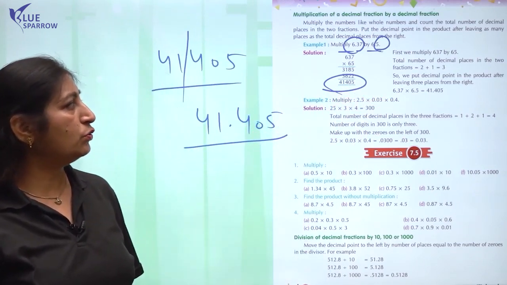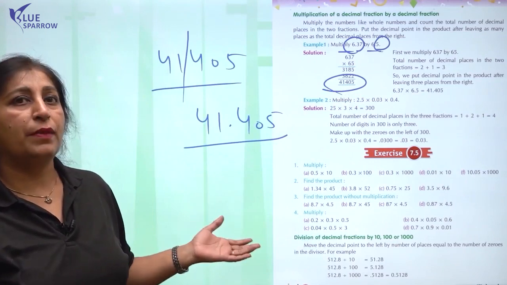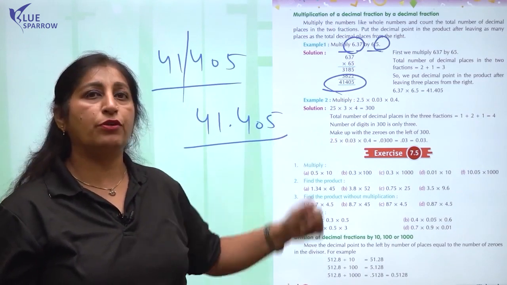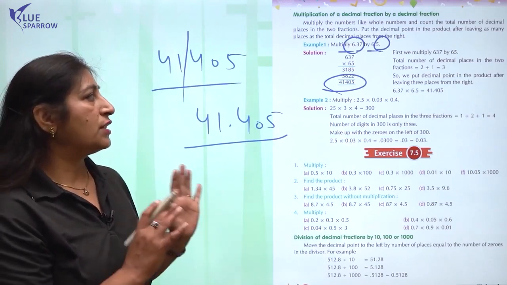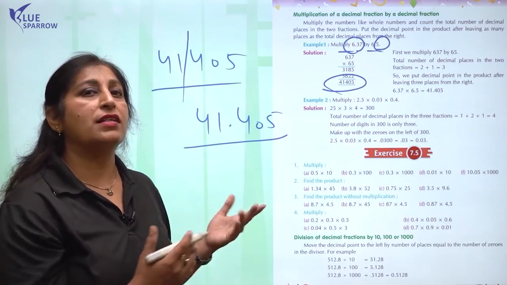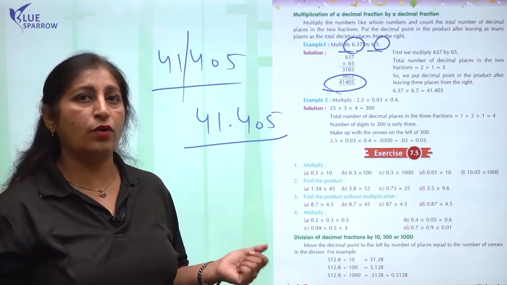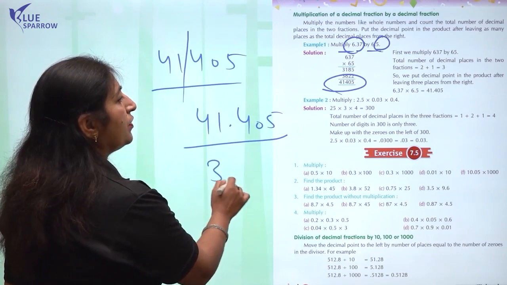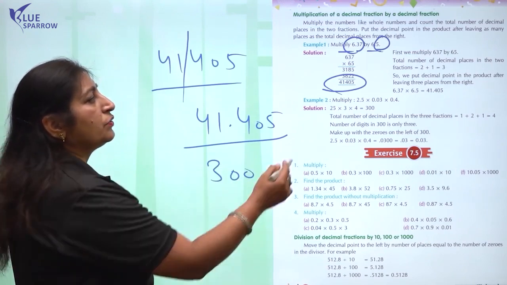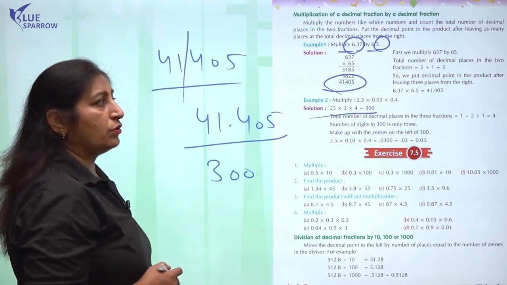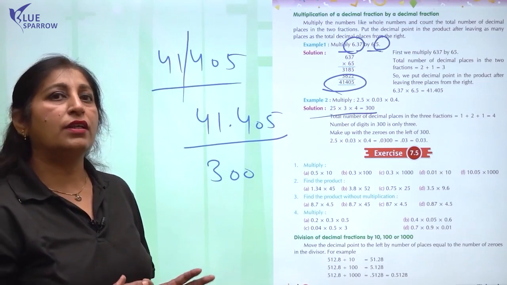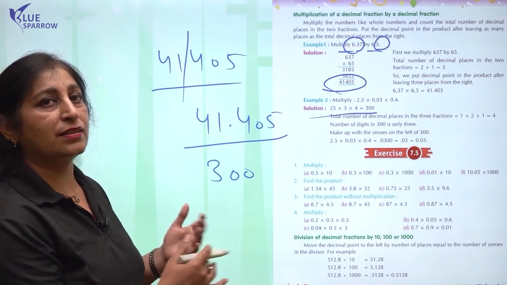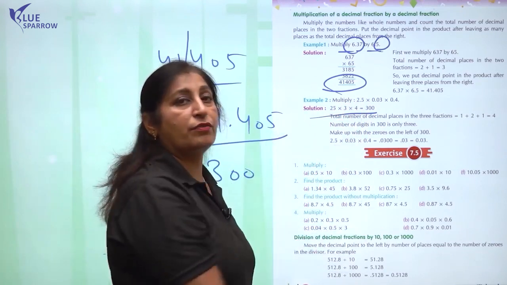Now example number 2, it says that you have to multiply 2.5 with 0.03 with 0.4. Firstly, you would just multiply these 3 numbers as we do multiplication of 3 numbers in whole numbers, and the product comes over here, that is 300. 300 is the product of 25, 3 and 4. Now the answer would contain a decimal after leaving as many places as the sum of all the decimal places of these numbers.